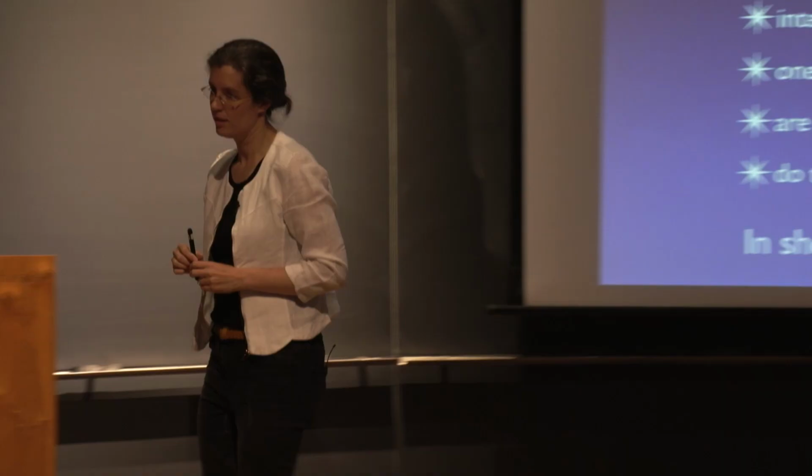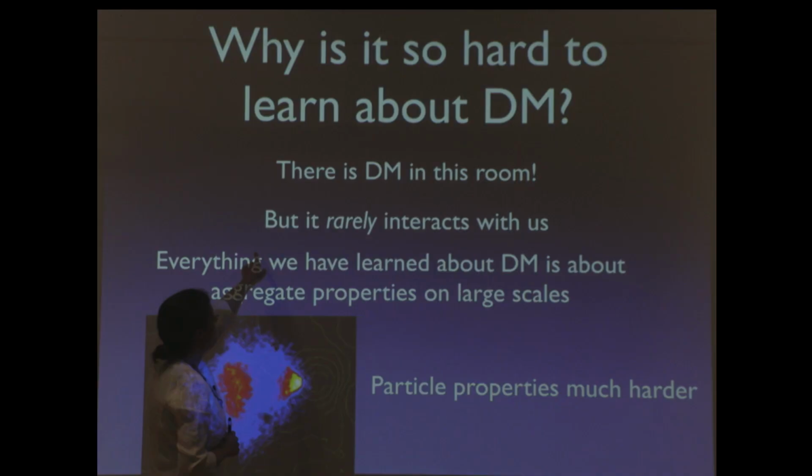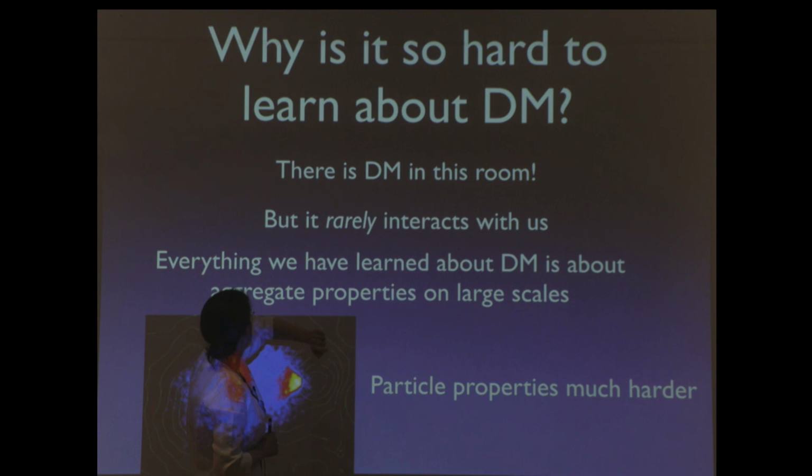So why is it so hard to learn about dark matter? Because after all, there is dark matter in this room, about 1 GeV per centimeter cubed worth of it. The issue is that it rarely interacts with us, and everything that we have learned about dark matter is its aggregate properties on large scales.